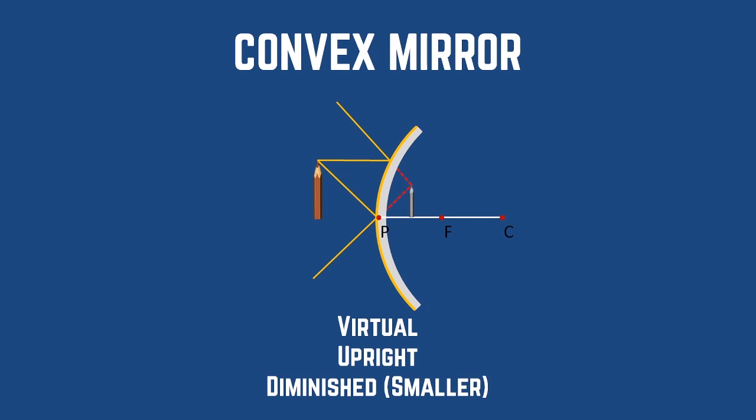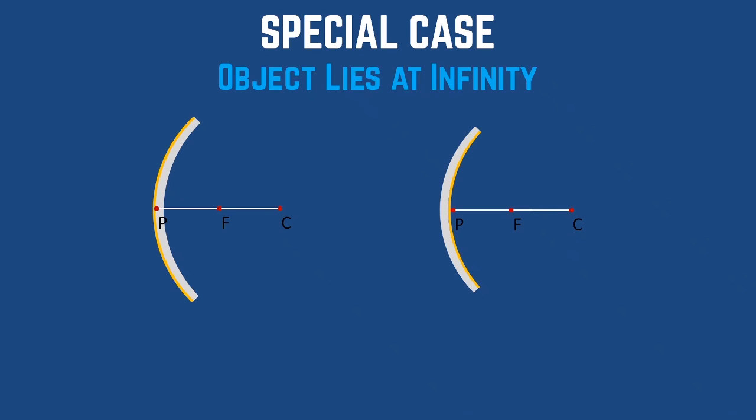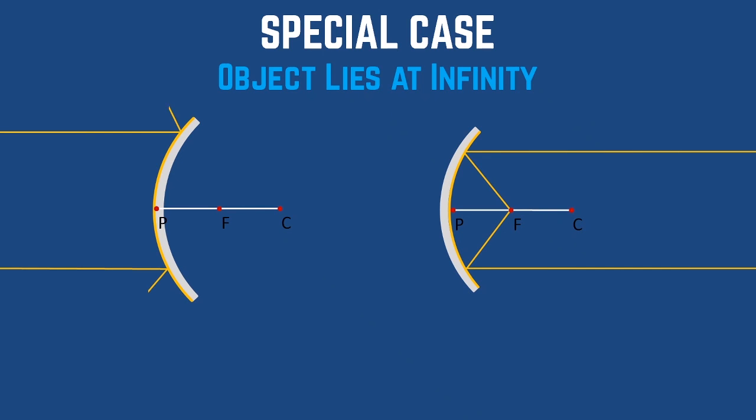The concave and convex mirrors have a special case, which is when the object lies at infinity. In this case, the rays from the object are considered to be parallel to each other and the principal axis, and therefore meet at the focus. Due to this, the image formed is point-sized.